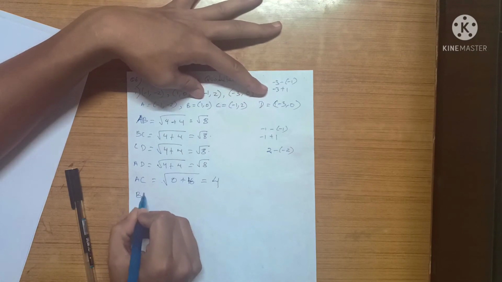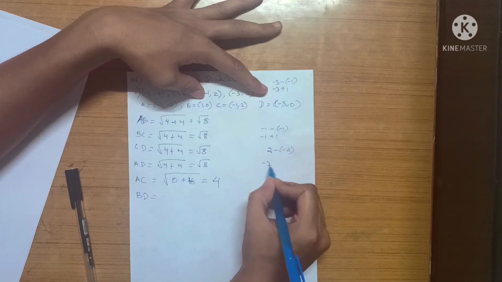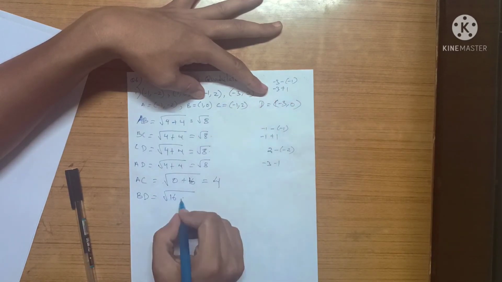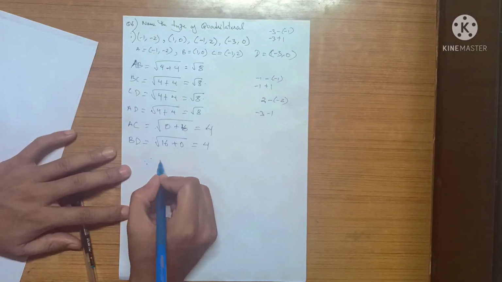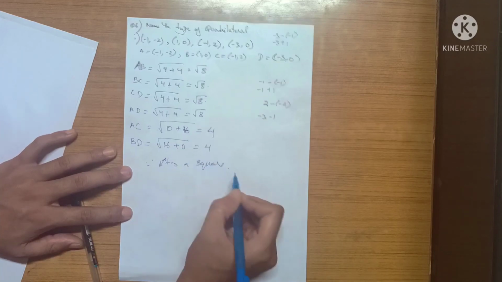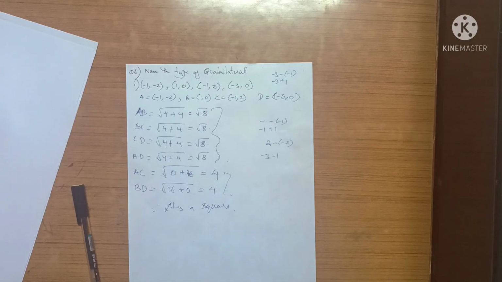Now BD. Minus 3, see, minus 3 minus 1 is minus 4, and it will be 16. And 0 is 0 is 0. So therefore it is a square. Why? Because all four sides are equal and both the diagonals are equal as well.